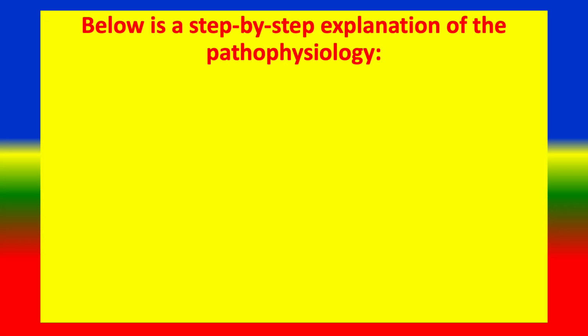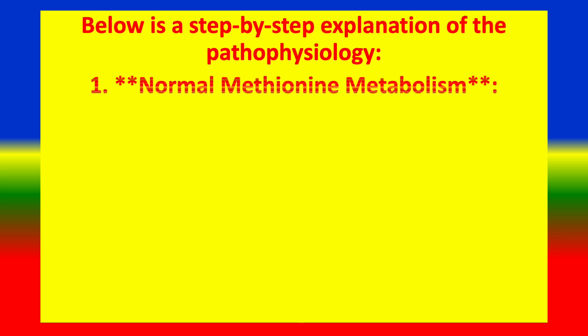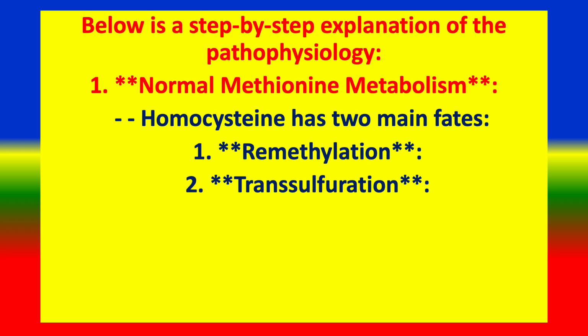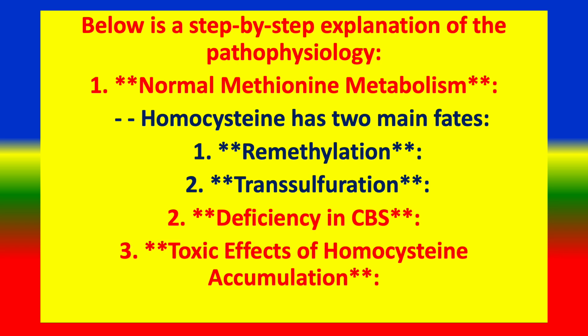Below is the step-by-step explanation of the pathophysiology. 1. Normal methionine metabolism. Homocysteine has two main fates: 1. Remethylation, 2. Transsulfuration. 2. Deficiency in CBS. 3. Toxic effects of homocysteine accumulation.